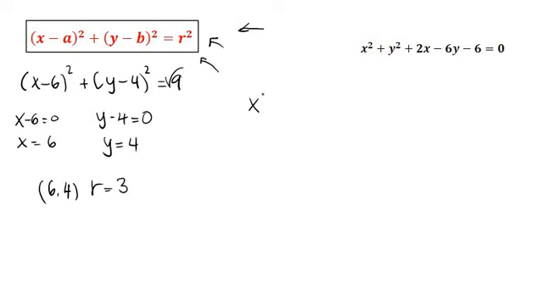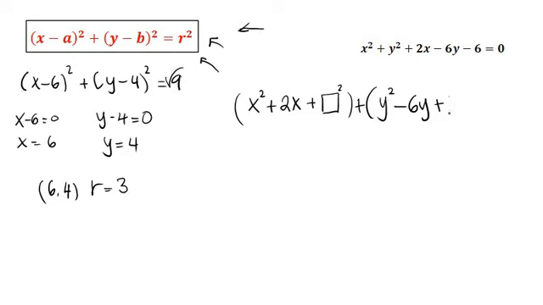x squared plus 2x. Now I'm going to add a box squared. So all I'm doing is just grouping all the y's together and all the x's together, and then adding a box squared, and all of that is equal to... We move the constant, the negative 6 becomes positive 6.